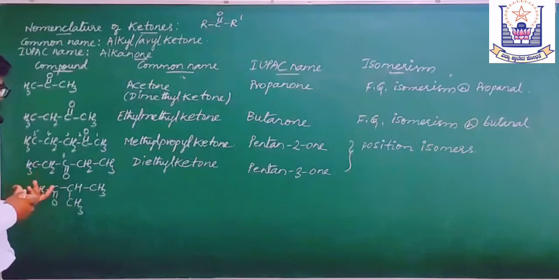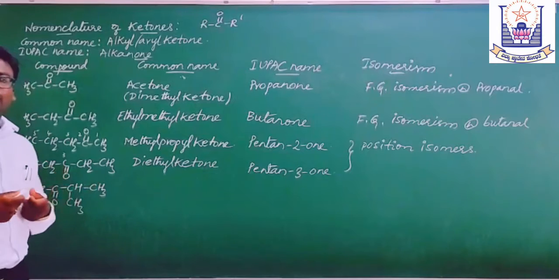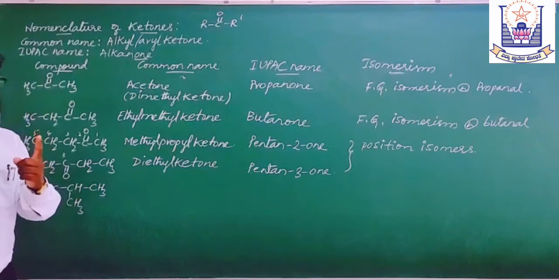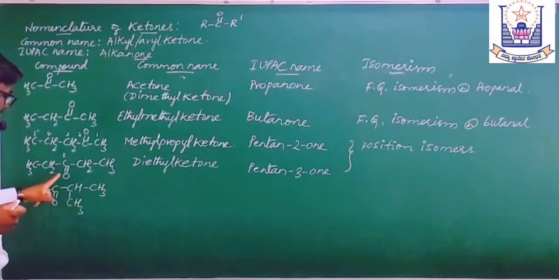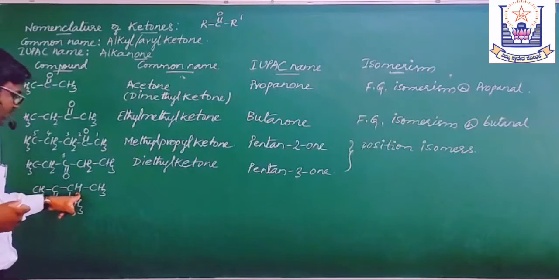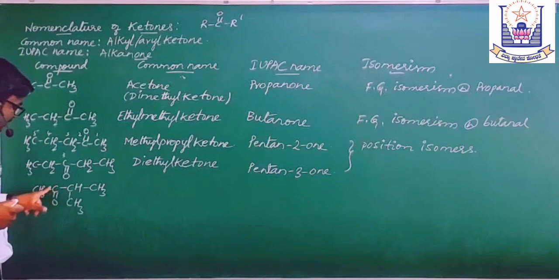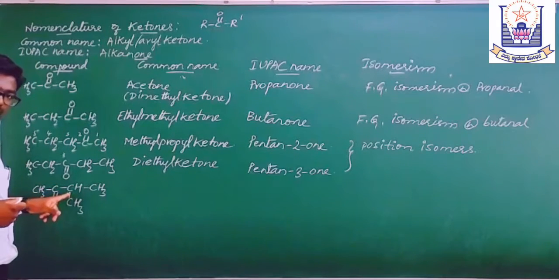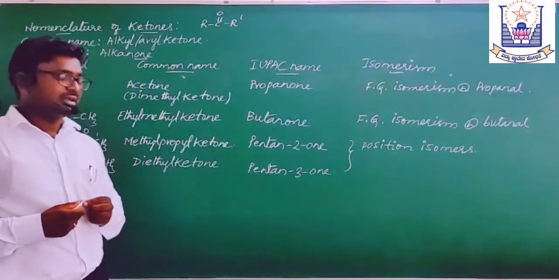While writing the structure of the compound, you have to consider the tetravalence of carbon atom, monovalence of hydrogen, and divalence of oxygen atom. Means the carbon must have 4 bonds, oxygen must have 2 bonds, and the hydrogen must have a single bond. That you have to remember always.